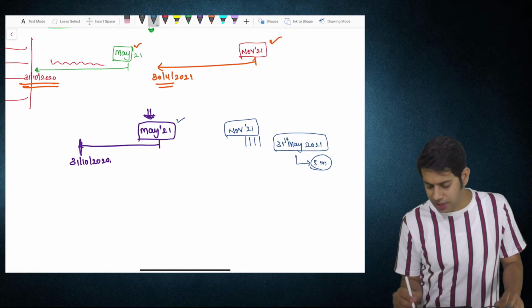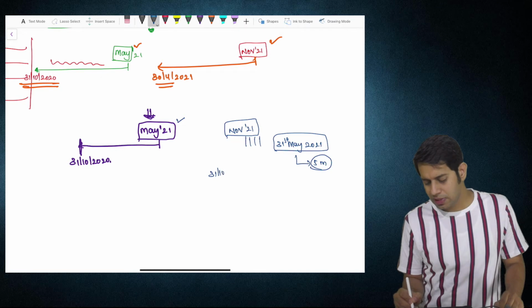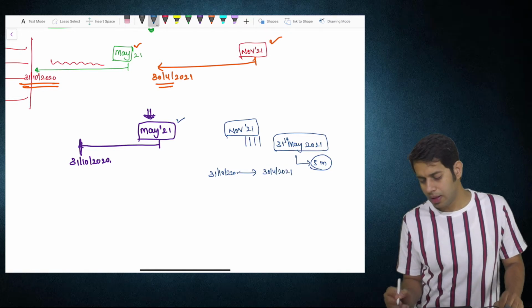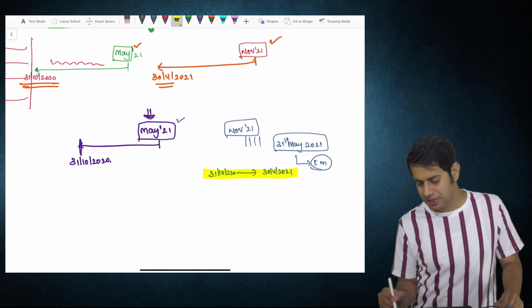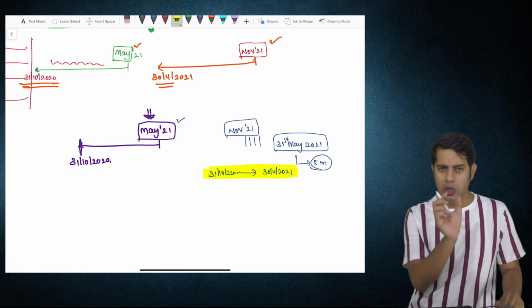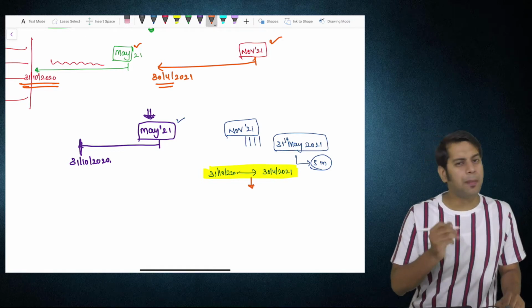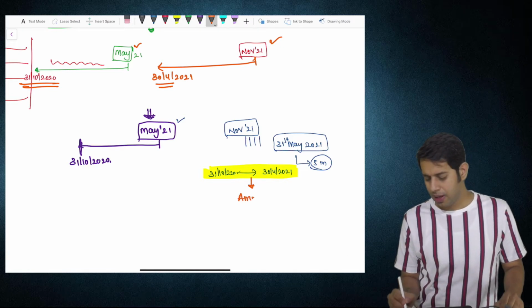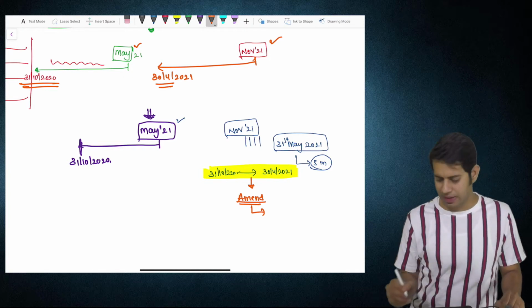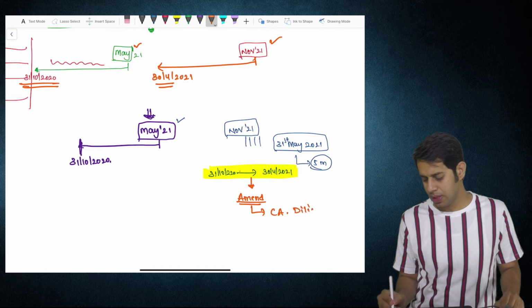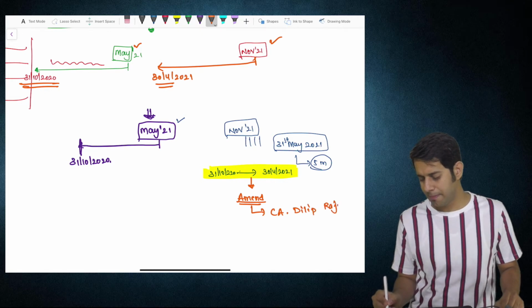So then what about the changes which will be made from 31st October 2020 till 30th April 2021? What about these changes, sir? These changes which will be made by the government during this interim period, I will release an amendment video, which will be available in my YouTube channel. There is a YouTube channel called CA Dilip Raj Purohit J.